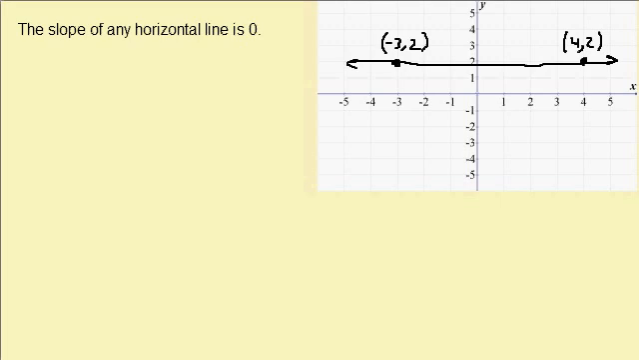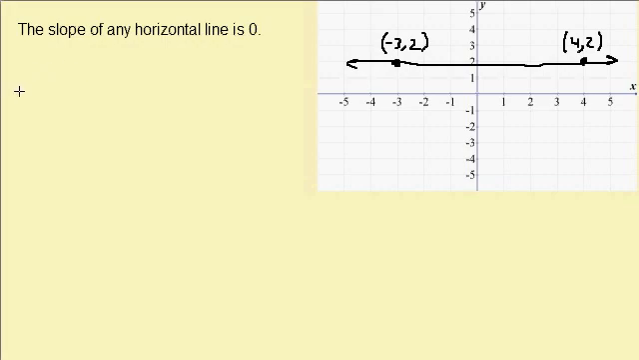Now let's look at a horizontal line. The slope of any horizontal line is 0. And you can see here we have a horizontal line, and I've got a couple of points labeled on it, (-3, 2) and (4, 2). Well, the slope of this line, since it's horizontal, is 0.